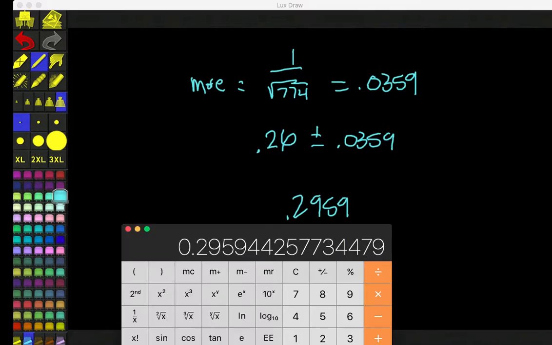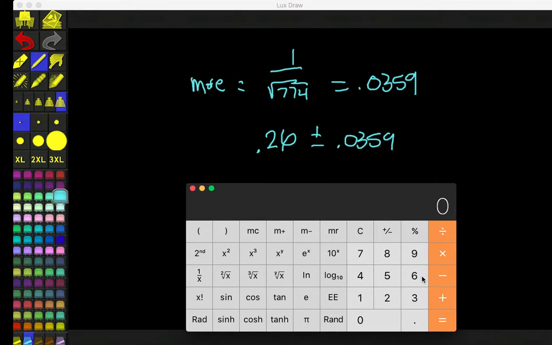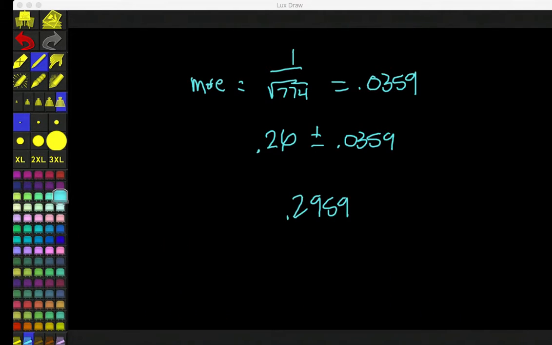And then I'm going to take my 0.0359 again. I'm going to make it negative. I'm going to add it to 0.26. And I get 0.2241. Okay, so that's going down on this end. Okay, so this is my range, my confidence interval. I'm 95% confident that the true value falls in there.